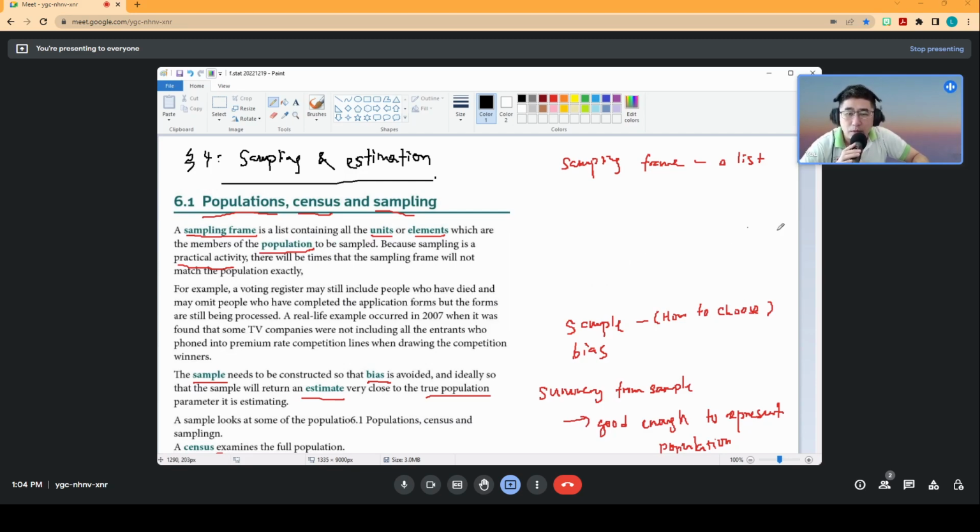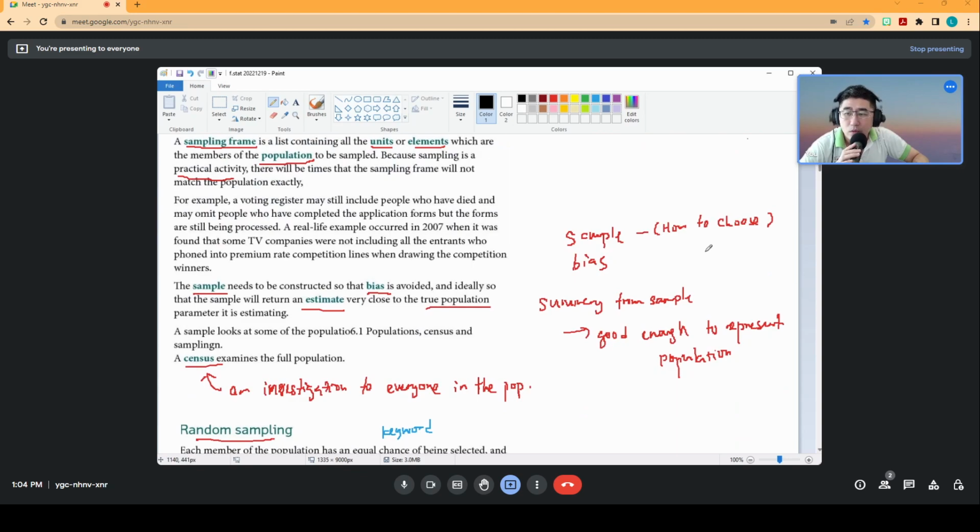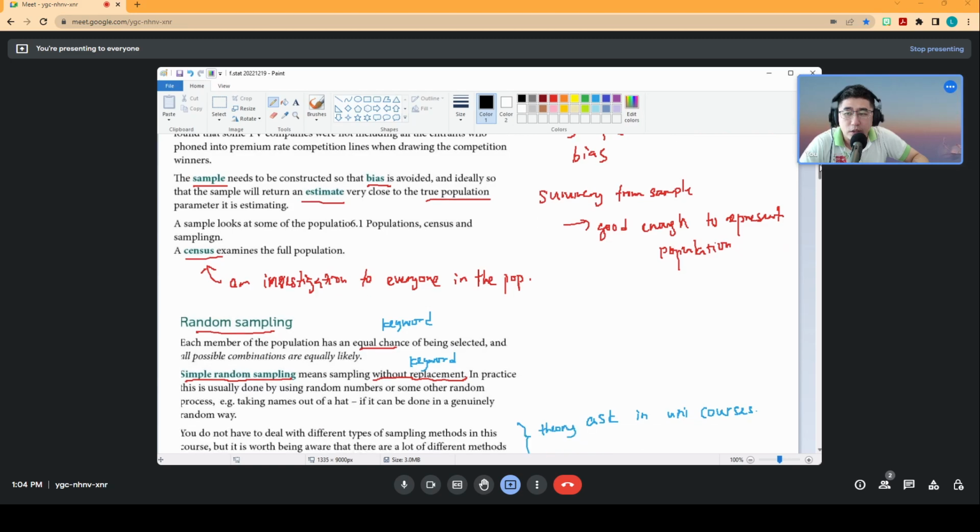Then what is important is the sample, okay, on how to choose. How to choose actually determines whether there is a bias or not. Okay, so the sample needs to be constructed so that bias is avoided, so that ideally the sample will return an estimate very close to the population parameter we are estimating. So the question here is: is the summary of the sample good enough to represent the population? Okay, that is what we are actually looking at here.